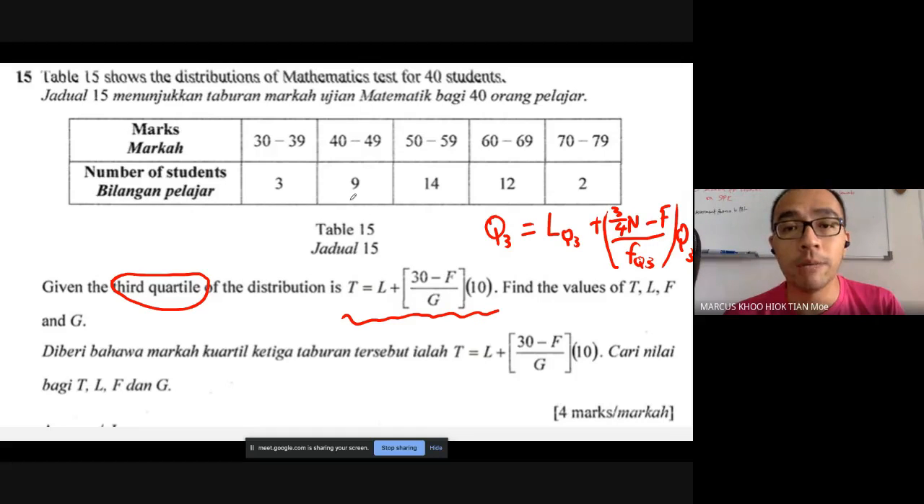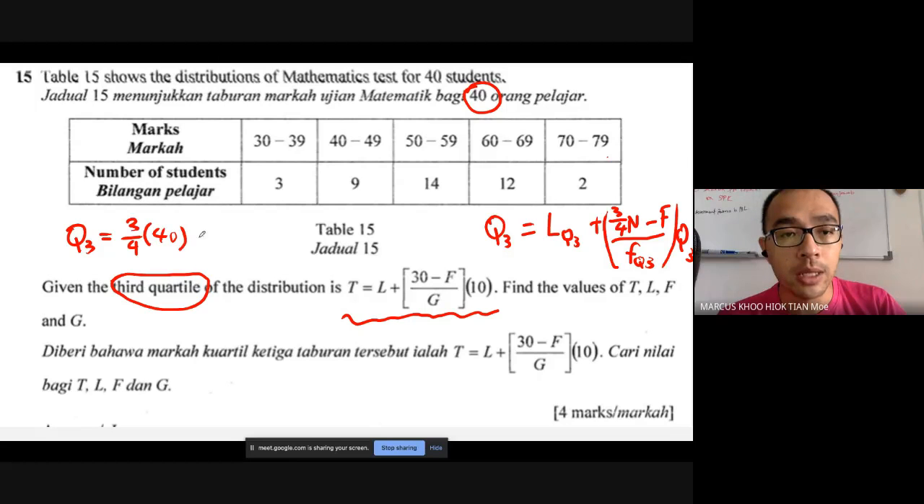So, how do we approach this question? The first thing you need to know is that there are 40 students altogether. Which class is the third quartile class? We have to figure out where the third quartile student is. So it's 3 over 4 times 40, which gives you 30. Then you add up until you pass 30. Once you pass 30, you know that particular class is the third quartile class.